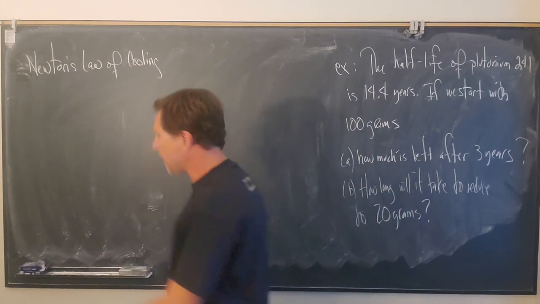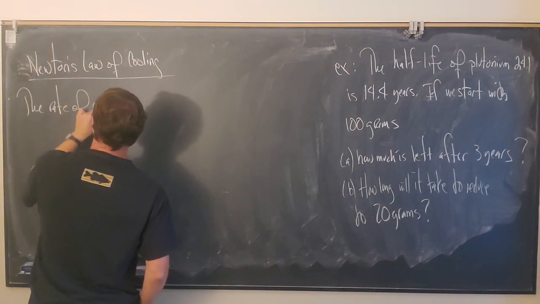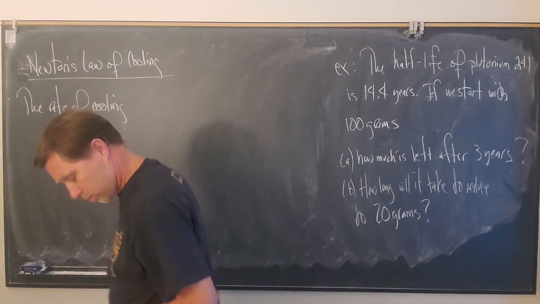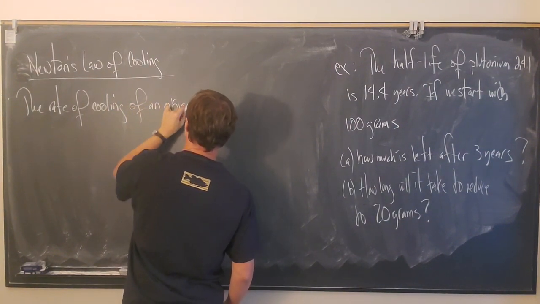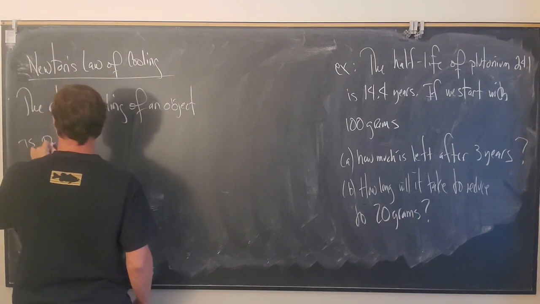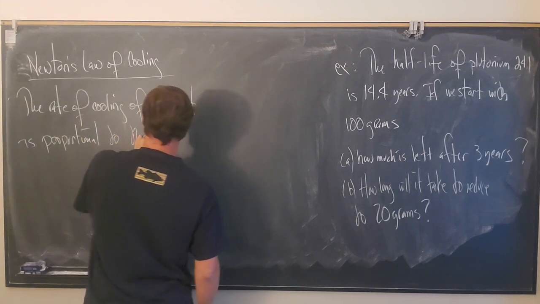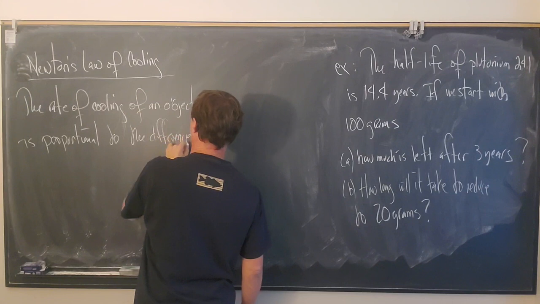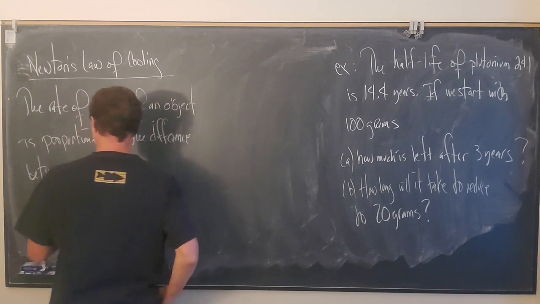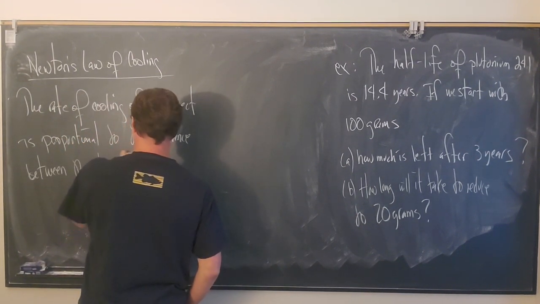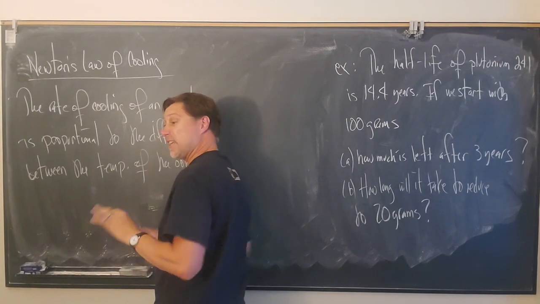The way it goes is the rate of cooling of an object is proportional to the difference between the temperature of the object and its surroundings.